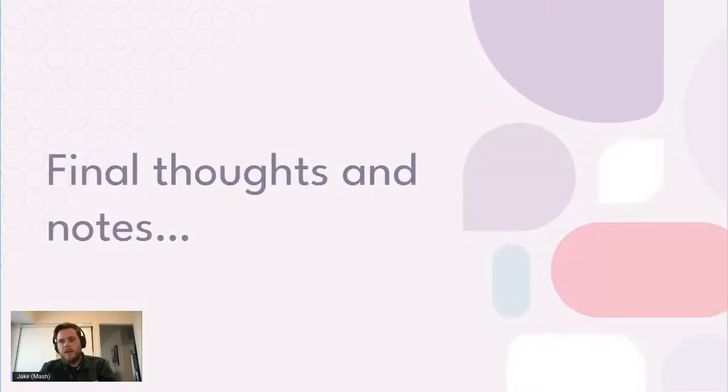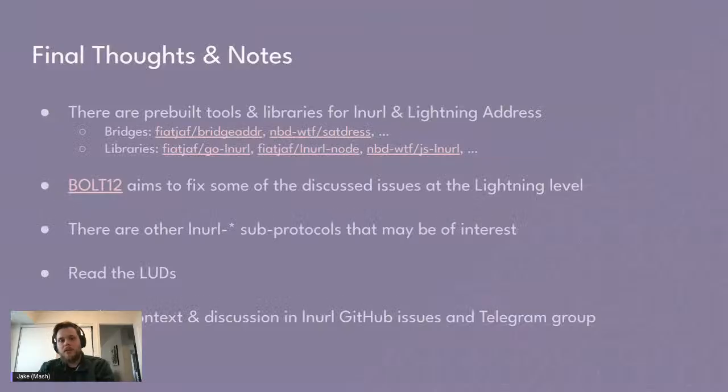So, what are some final thoughts on LNURL Pay and Lightning addresses? There's some really good pre-built tools out there. A lot of them are from, I think I mentioned both of them, Fiat Joff and Andre Nevis from Zebedee, that let you get Lightning addresses out of the box, or make it really easy to build LNURL Pay stuff. So there's some bridges that are available.